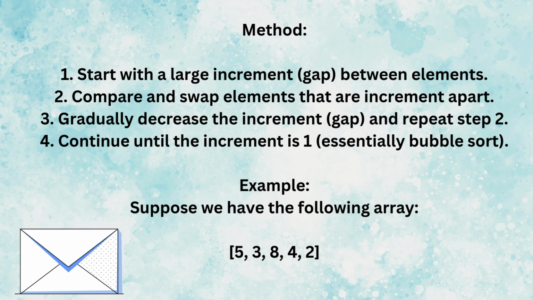Method. 1. Start with a large increment gap between elements. 2. Compare and swap elements that are increment apart. 3. Gradually decrease the increment gap and repeat step 2. 4. Continue until the increment is 1, essentially bubble sort.